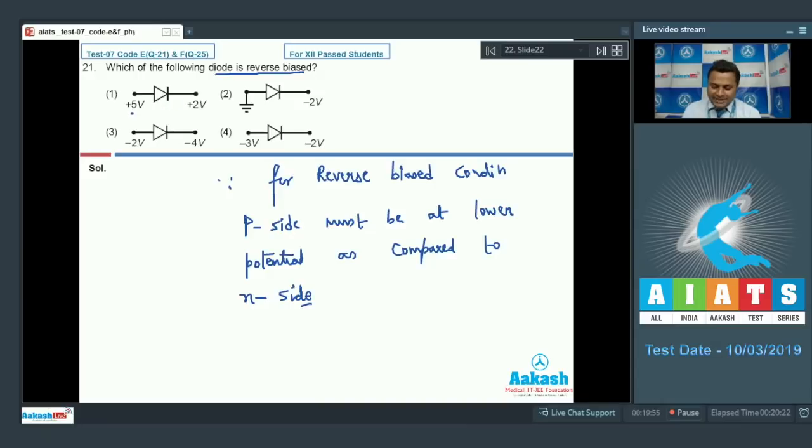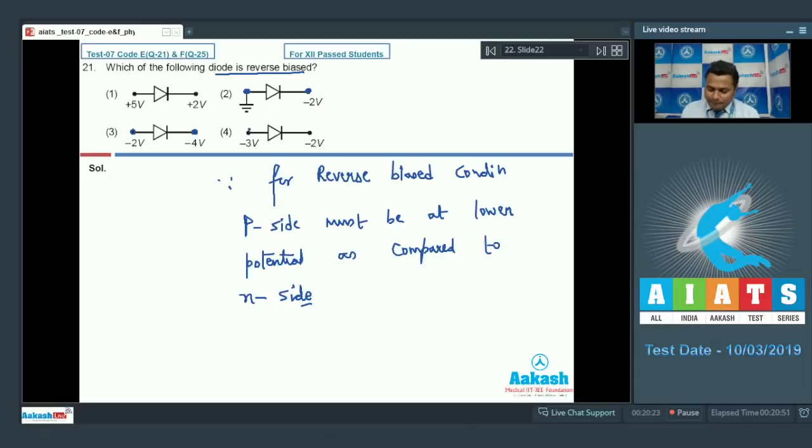In option 1, P is at high, N is at low. So that's why it is forward bias. In option 2, P is at 0 potential and N is at negative potential. So again, P is at high potential as compared to N. In option 3, P is at -2 volt and N is at -4 volt. So comparatively, P is at high potential, N is at low potential. So again, option number 3 is also forward bias condition.